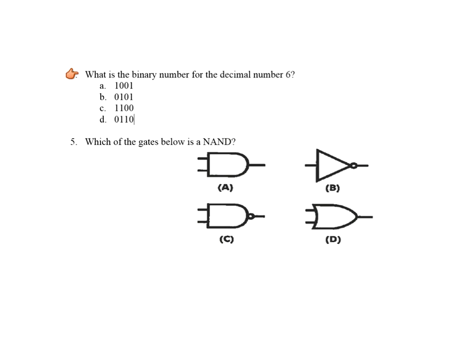Okay, what is the binary number for the decimal number 6? Well, I have to think to myself, the number 6. What are the place values? Okay, 1's place. 1 times 2 is 2. 2 times 2 is 4. 4 times 2 is 8. Okay, these are the place values. Now, can I get a group of 8 out of 6?